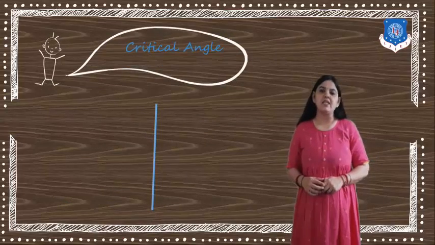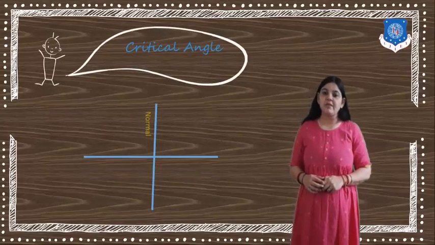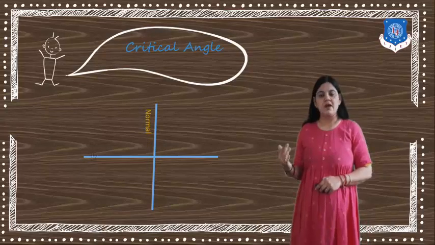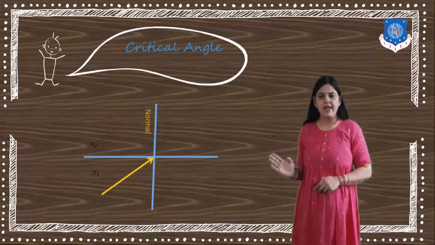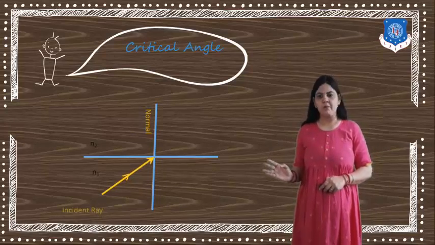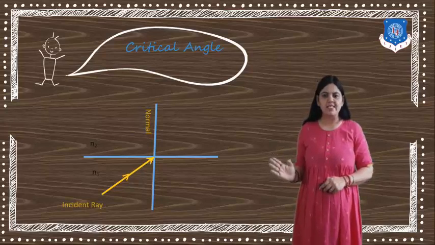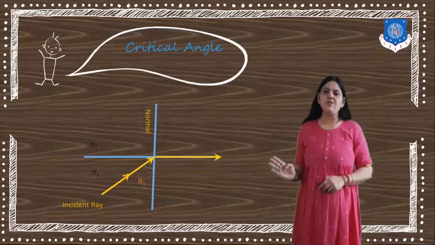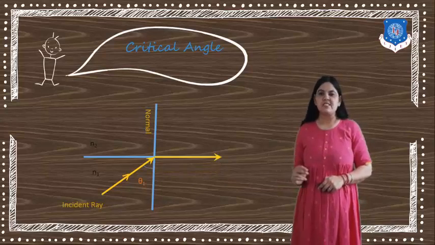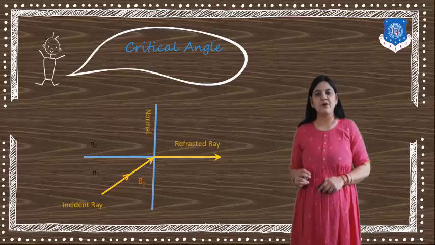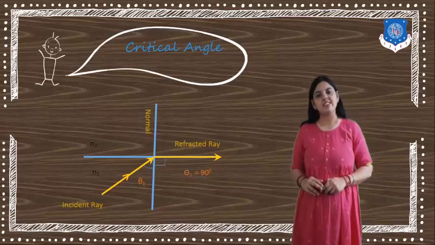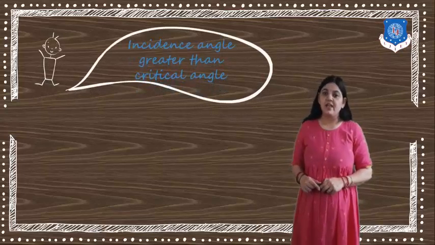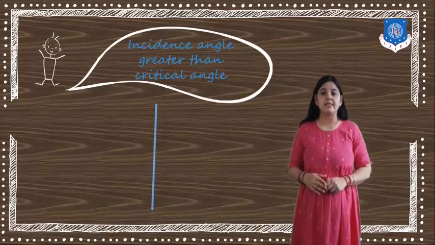Now, when it is at the critical angle, what is this? The critical angle means the incidence angle at which the refracted ray is exactly at 90 degrees. With refractive indices N1 and N2, the incidence ray makes an angle theta 1 with the normal axis. Now when the refracted ray is at 90 degrees, it is referred to as the critical angle. So when the theta 2 value is 90 degrees, theta 1 is referred to as the critical angle.